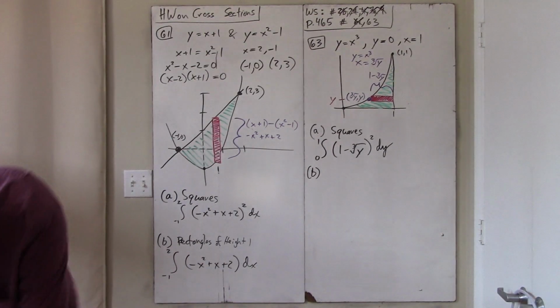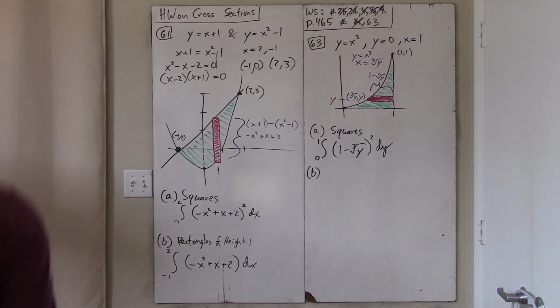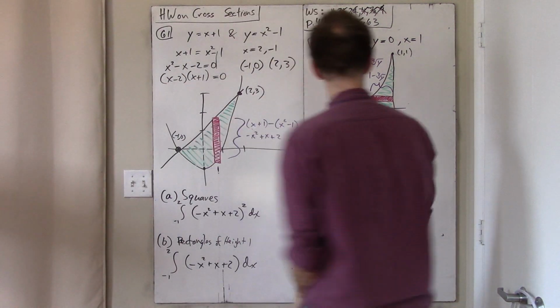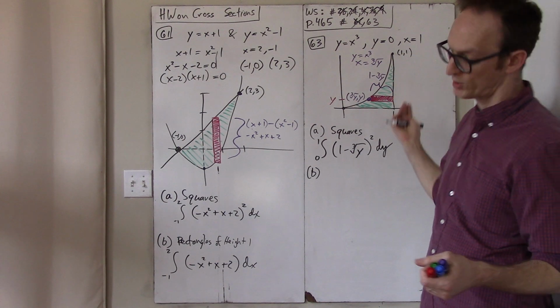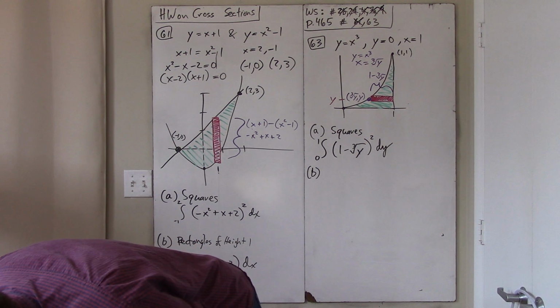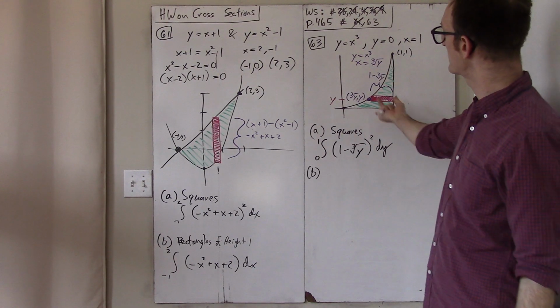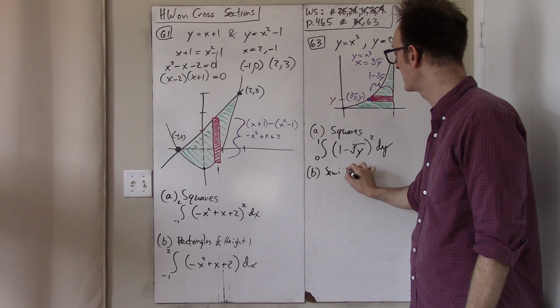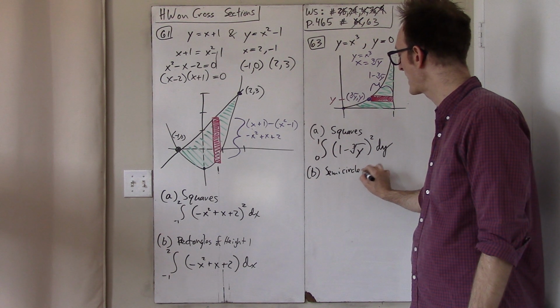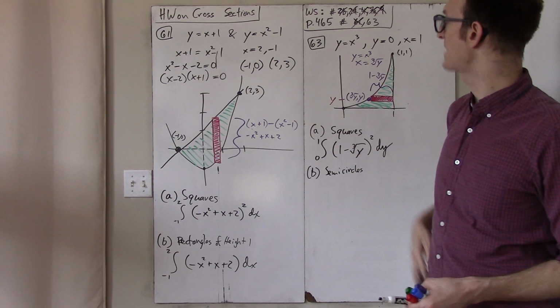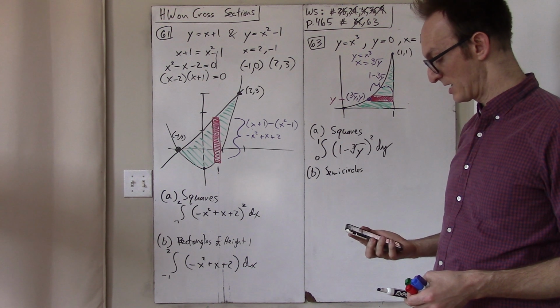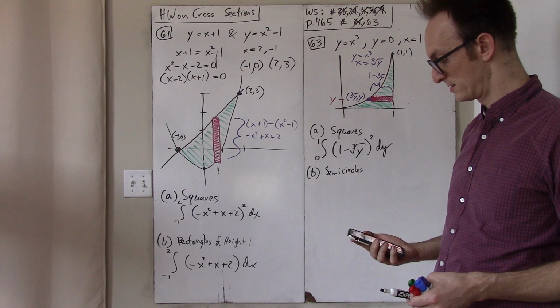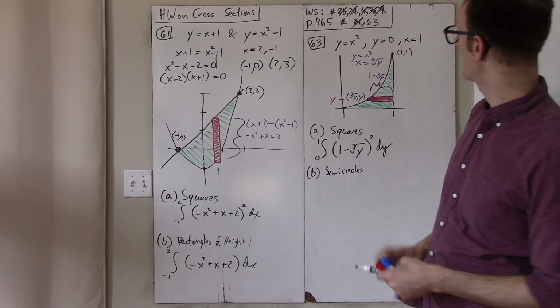Good. Part B, how about if there are semicircles? Okay, well if there are now semicircles coming out of the board, I think the only way that could make sense is if this is the diameter. So if there are semicircles, some people will say semicircles whose diameter is in the xy plane. Good. Well then, what should I do?